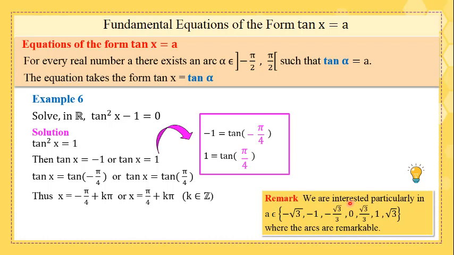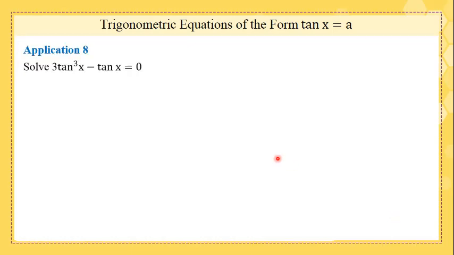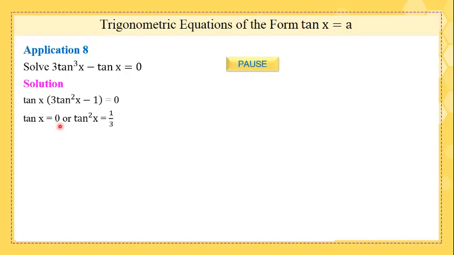Remark, we are interested particularly in minus radical 3, minus 1, minus radical 3 over 3, 0, radical 3 over 3, 1 and radical 3. Application 8. Please take your time, try to solve it. Now take tangent x as a common factor, then tangent x equals 0 or tangent squared x equals 1 over 3. Then tangent x equals 0 or tangent x equals radical 3 over 3 or tangent x equals minus radical 3 over 3.